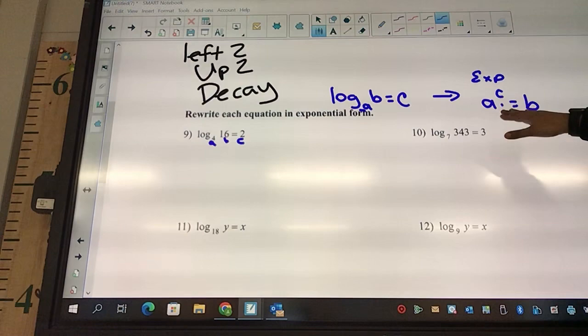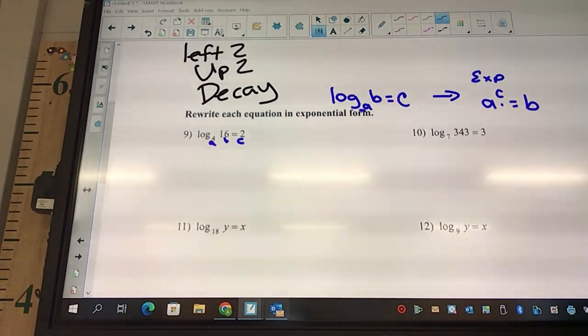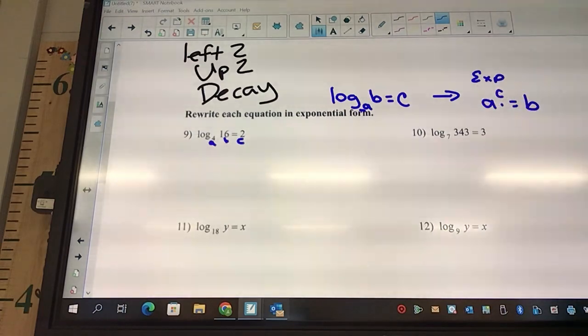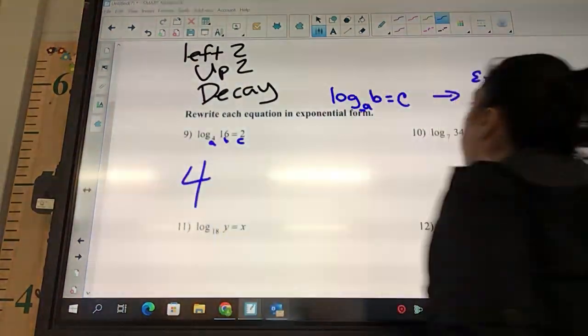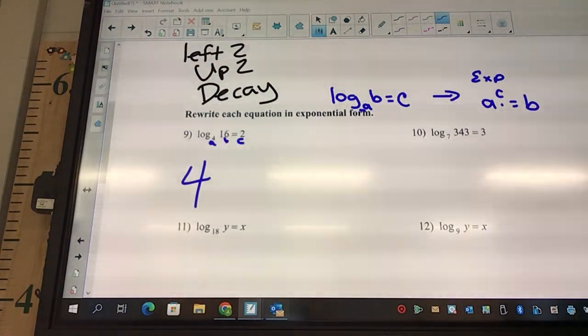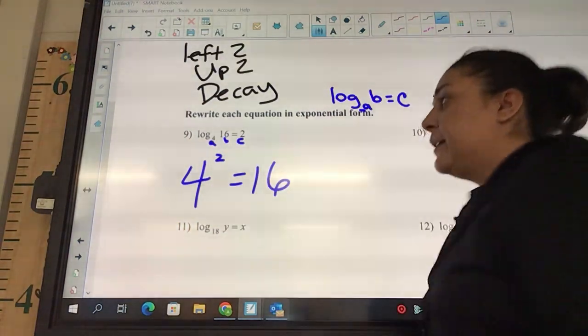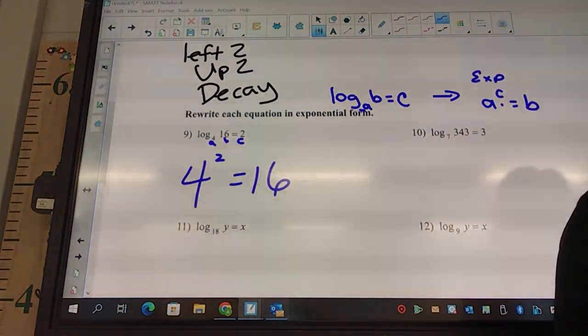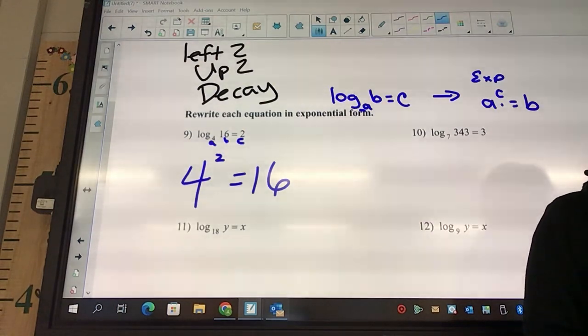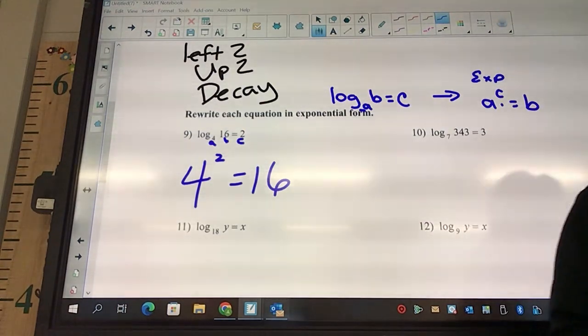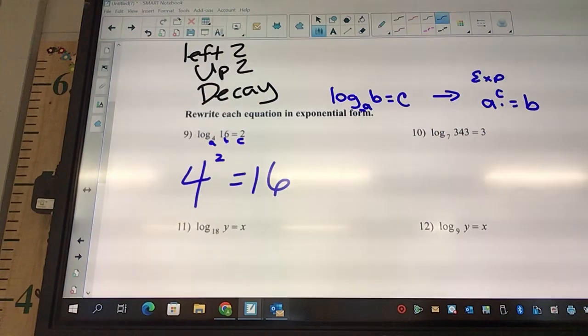Okay, so if we're writing in this form, what number are we going to use first? It already has a log, so we're not writing in log form. A, so it's going to be 4 to the what power? 2 equals 16. Can you guys tell my 2 is smaller? Yeah, that's how yours should look. If you can't write that small, then write the other ones really big, so then your other one looks small.